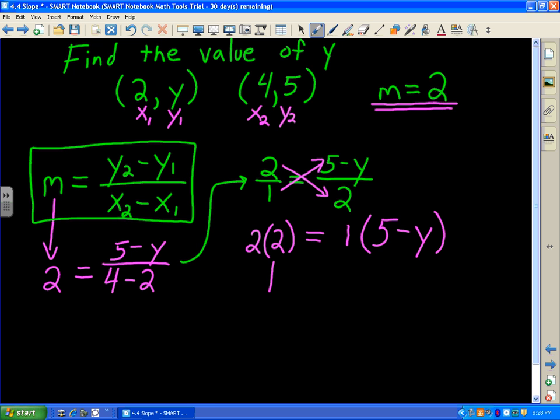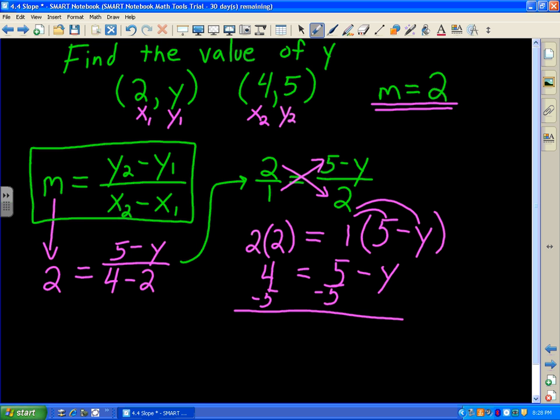2 times 2 is 4. And we use the distributive property to distribute that 1. 1 times 5 is 5. And 1 times negative y is negative y. You have to try and get y by itself, so we have to solve for y. The opposite of a positive 5 is a negative 5. Subtract 5 from both sides.